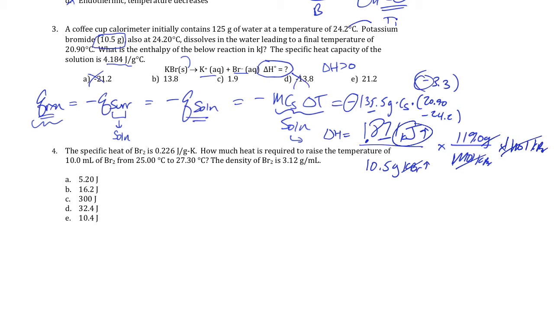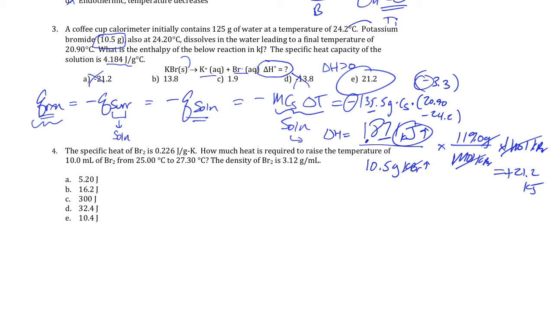Let me do that one more time. 1.871 divided by 10.5 times 119.0 gives us 21.2 kJ. And that's answer E.